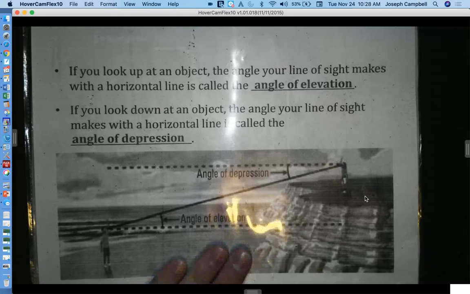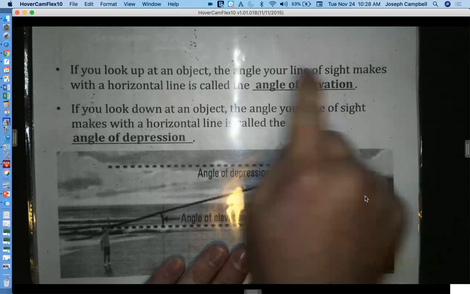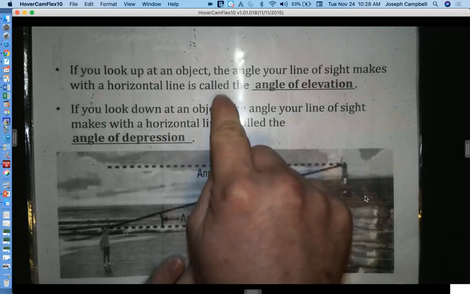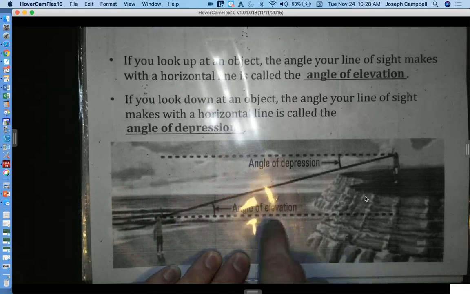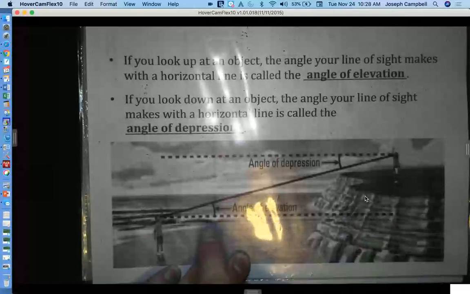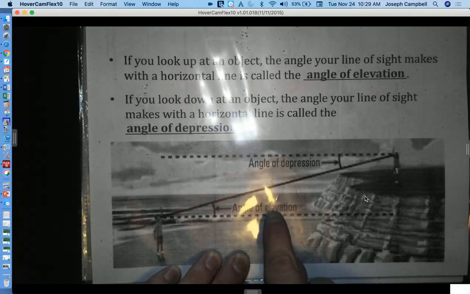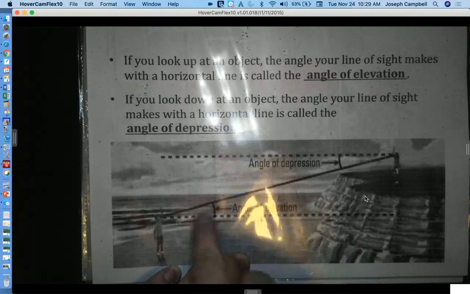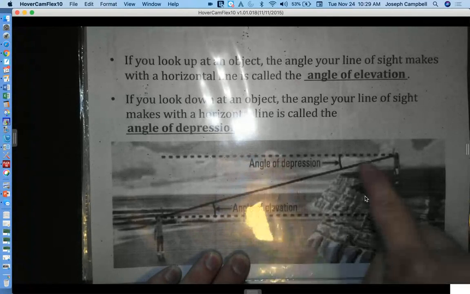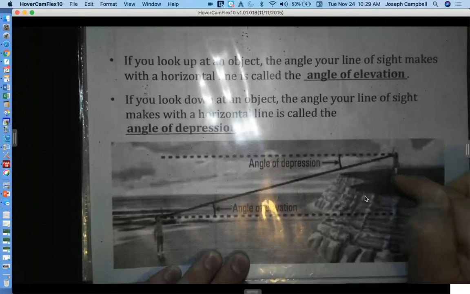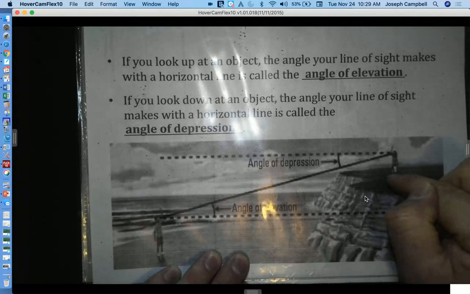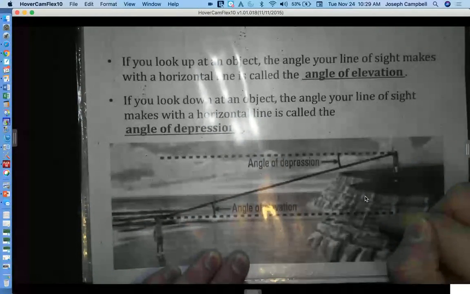So if you look at an object, the angle your line of sight makes with a horizontal line is called the angle of elevation. So this angle here, we are always referencing what's called the horizontal. Okay, so this difference between the horizontal and my angle of sight is called an angle of elevation. Okay, now this person's standing a little bit above me on this wee bit of cliff here.